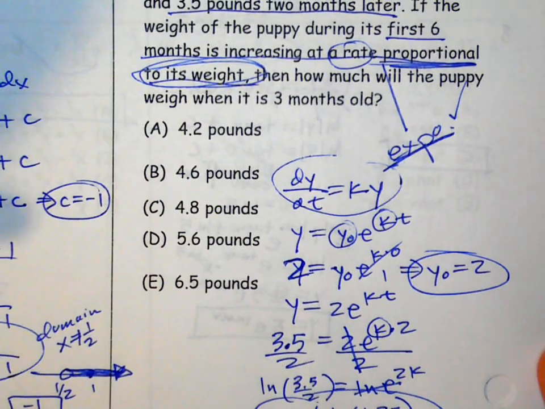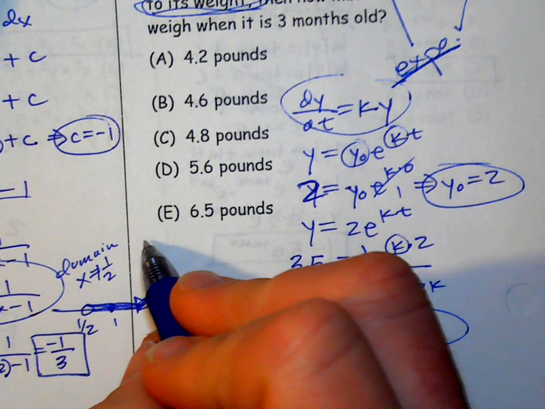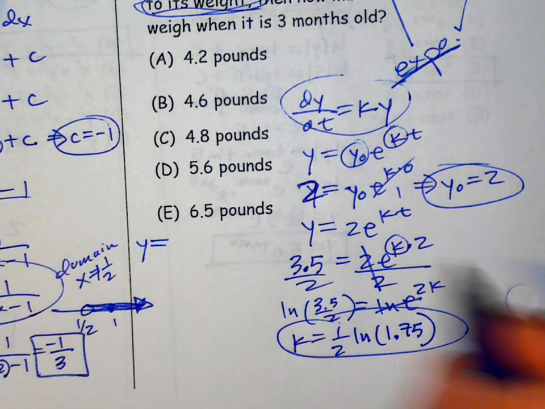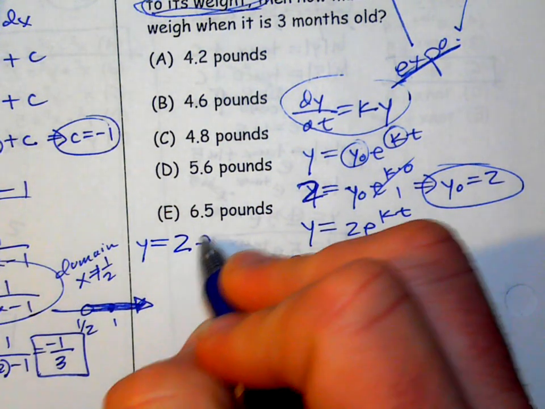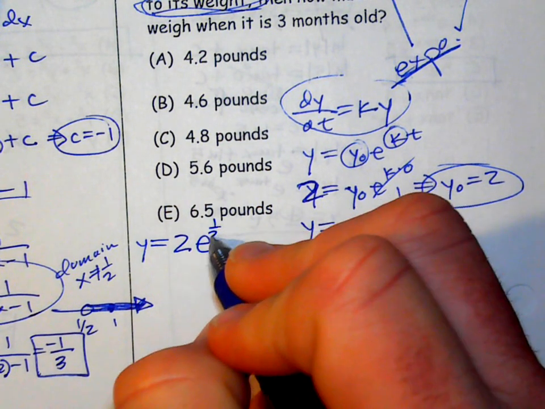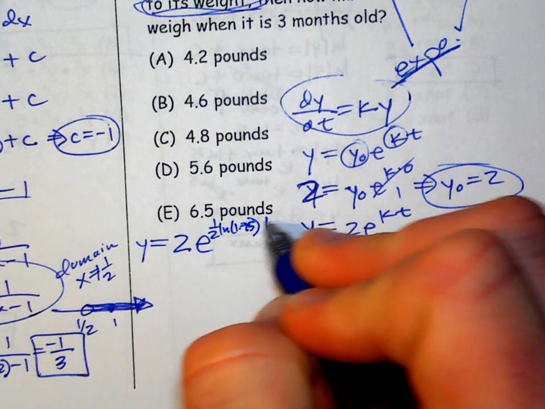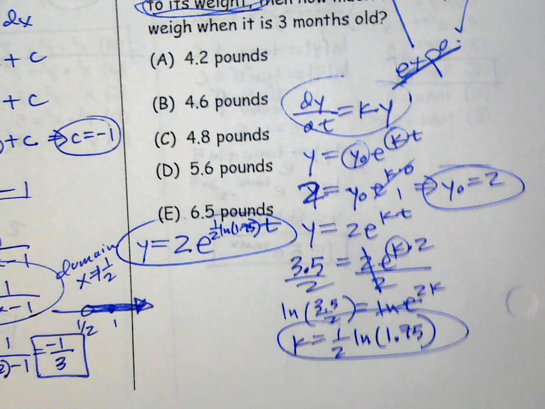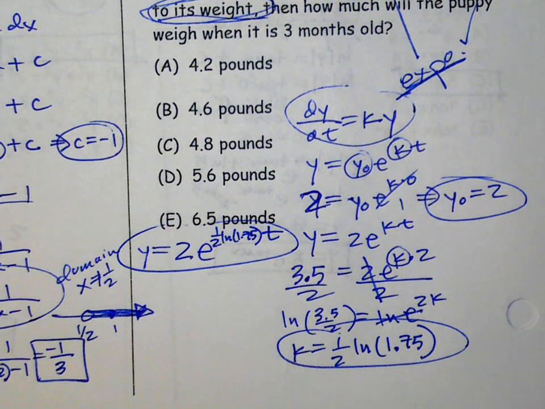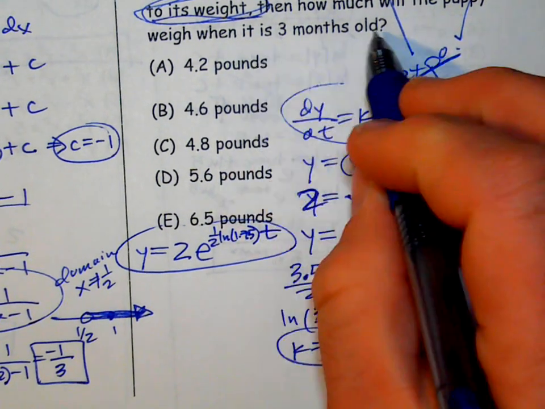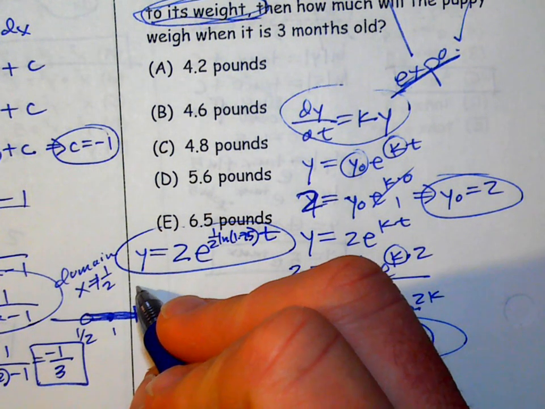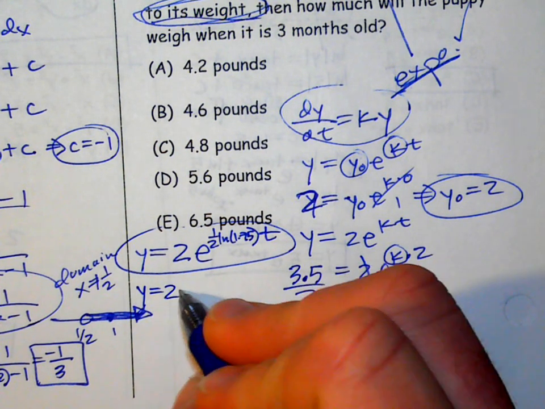So we finally have our exponential growth model with all the known values. So I'm just trying to come up with our equation. And now we can use that. How much will the puppy weigh when it's 3 months old? So we're going to plug 3 into it.